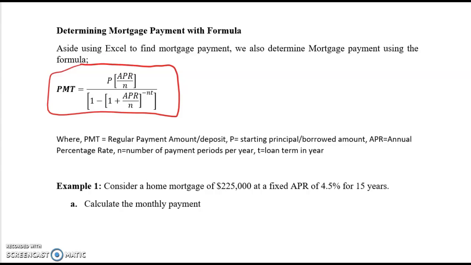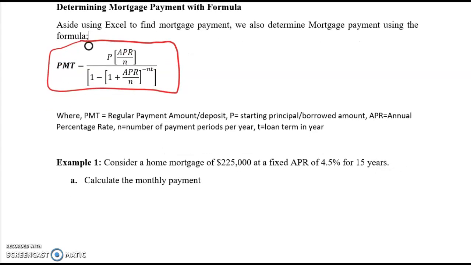APR is your annual percentage rate. You have your N, which is the number of payment periods per year, and T is the loan term in years. So now let's consider a home mortgage of $225,000 at a fixed APR of 4.5% for 15 years.